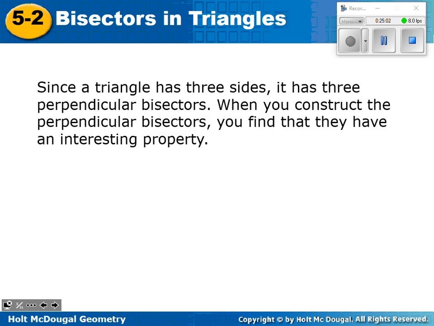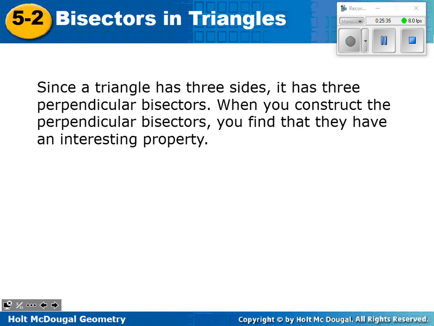So starting with a triangle, it has how many sides? 3. So that means in our triangle we could technically create 3 perpendicular bisectors, right? We could do one there, we could do one here, and one straight down, right? And it might go through the vertex, it might not. It just depends on what kind of triangle you have. But we could create 3 perpendicular bisectors.